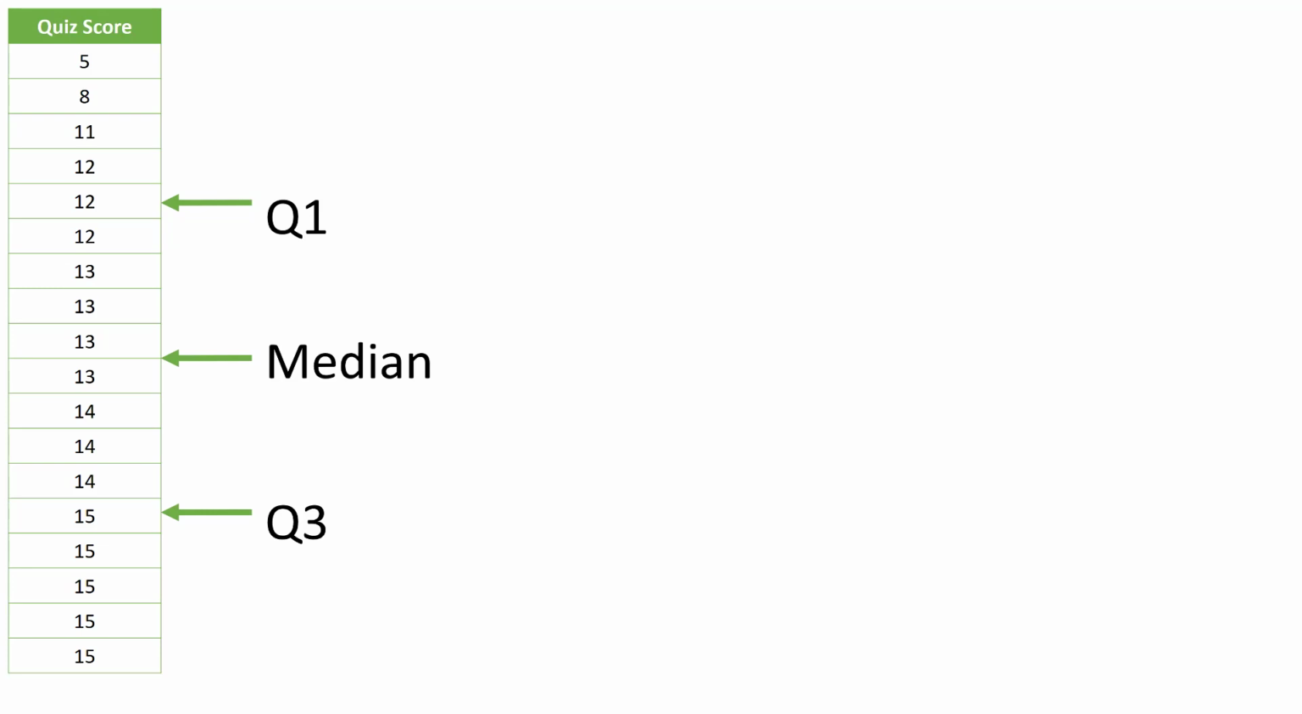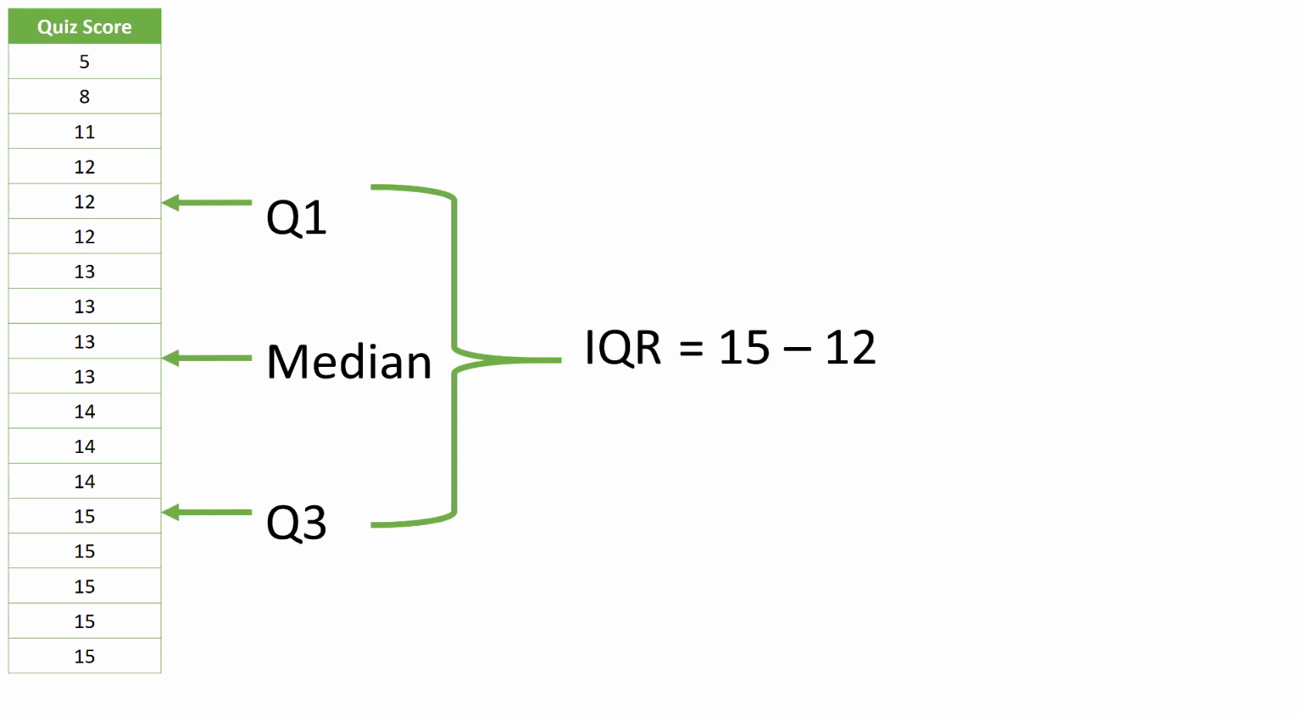Now that we have identified the first and third quartiles, we can compute the interquartile range, or IQR for short. The IQR is equal to the third quartile minus the first quartile. Here, 15 minus 12 gives us an IQR of 3.